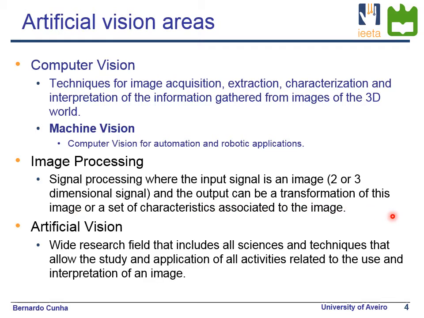Further on, there is a third level that we normally call artificial vision, which is today a very wide research field that includes all the sciences and techniques that allow the study and application of all activities related to the use and interpretation of an image. So in here we are actually trying to not only acquire an image, but also process the image, characterize and extract particular features from that image, recognize them, and then take a decision based on that knowledge.